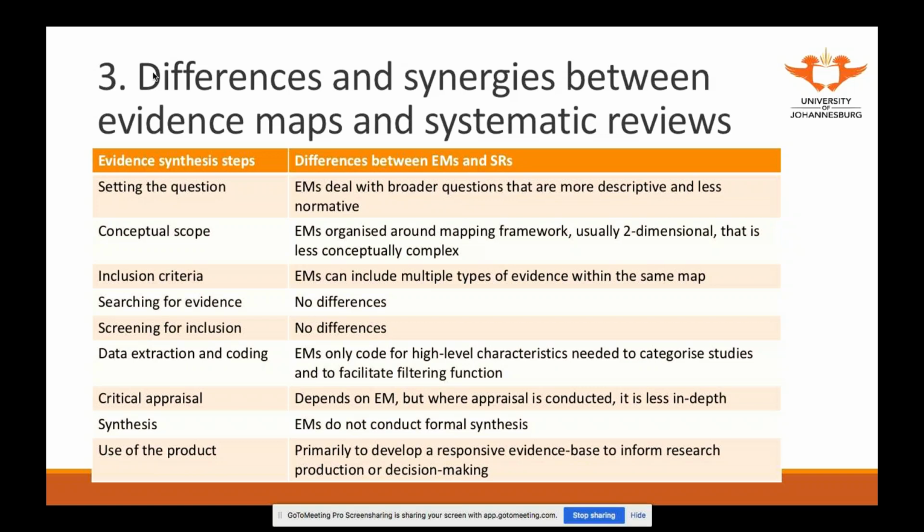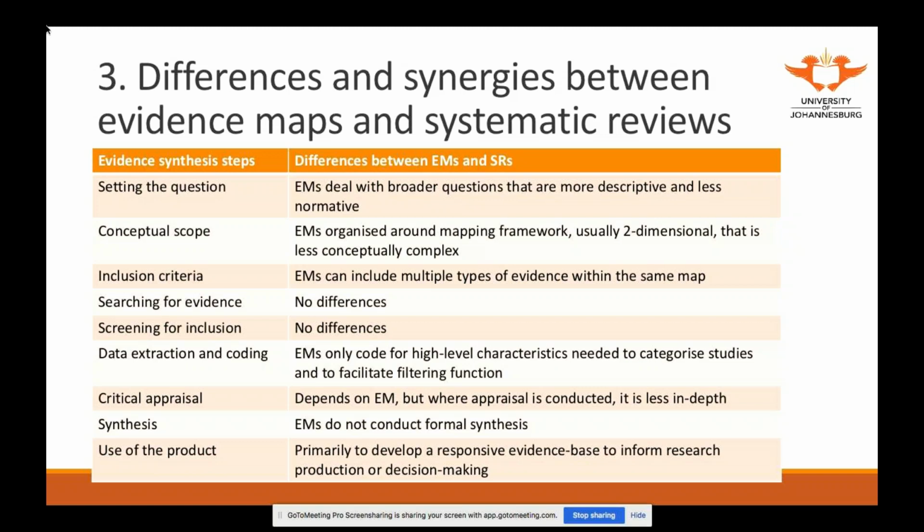Inclusion criteria. I think evidence maps can much more easily include multiple types of evidence. While you can have different maps for different types of evidence, as for reviews, one of the key strengths is that you can include a broader spectrum of evidence within one map, as you would be struggling if you tried to do that within one review. Searching and screening for evidence: I don't think there are any differences, as mentioned. In terms of data extraction and coding, the key difference is that evidence maps really only code on high-level characteristics, because I need to categorize studies to facilitate the filtering function rather than going into synthesis.